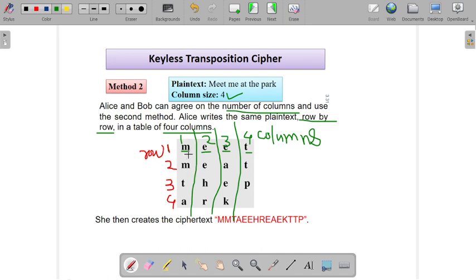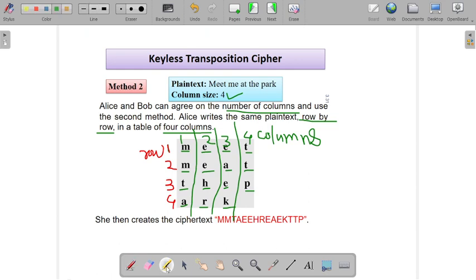Whenever we have completed M, E, E, T, meet, then our next letters are M, then E, then A, then T. Then T, then H, E, P, A, R, and K. So meet me at the park. The characters have been written completely.